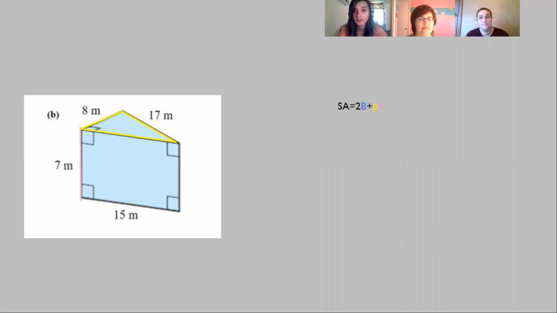So I too have color-coded my formula just like Laura, and then we're going to go ahead and plug in our numbers. So our base, because this is a triangle, we have to do our triangular formula. We're going to get 28. Our perimeter is going to be 40. And then when we go ahead and plug all these numbers into our formula, we get 336 meters squared.